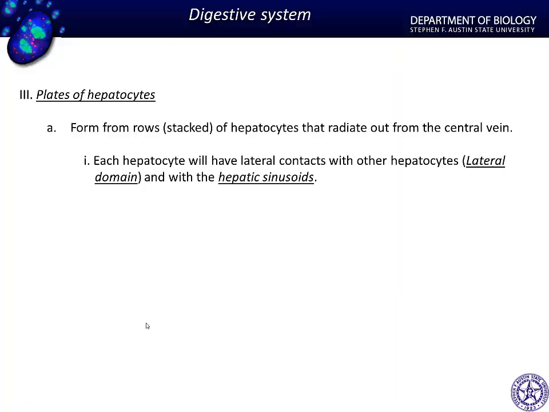Now, the hepatocytes are going to be organized by connective tissue fibers, reticular fibers, much like we've seen in many of our other organs. And they're going to be arranged in stacks or plates. As we cut them in cross-section, they're going to look like cords. And these hepatocytes are going to be adjacent to each other, and they are going to form junctional complexes with neighboring hepatocytes. However, between the cords of hepatocytes, you're going to have spaces. And these are going to be the hepatic sinusoids.